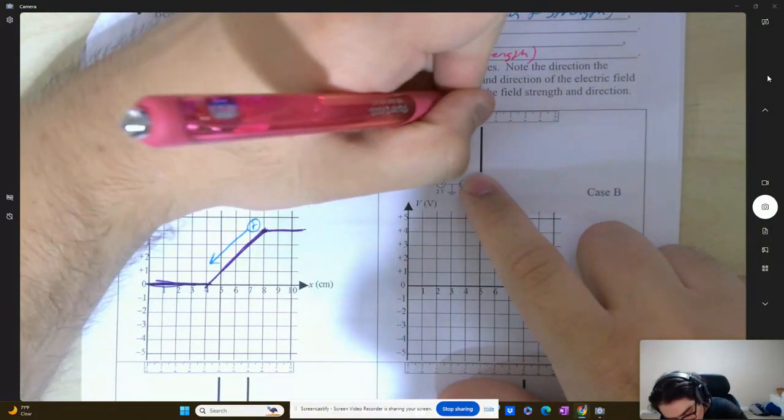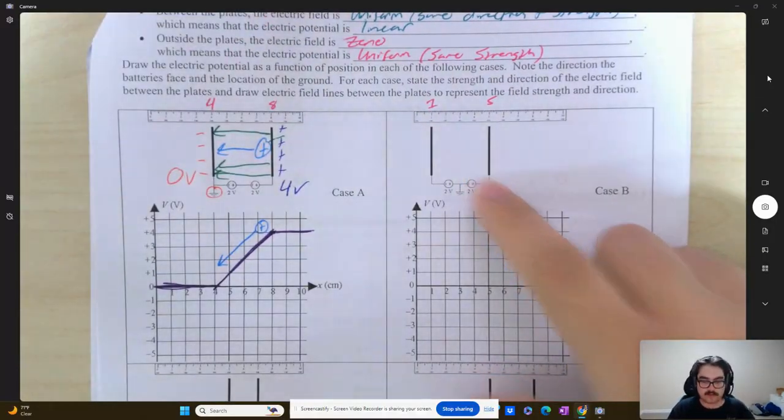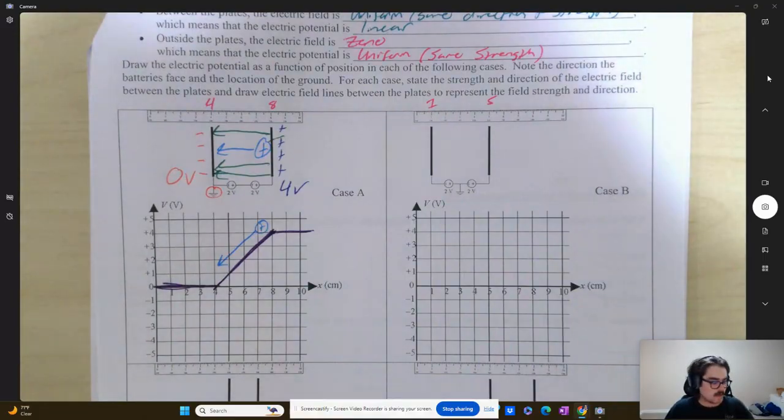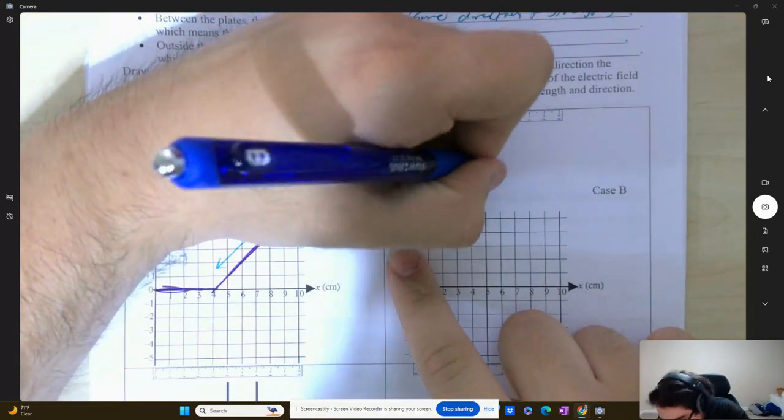Now that you've seen that example, look at the next one. This is 1 and 5. You can barely see that because of the way it printed. I keep hitting my document camera because it's right here in front of me. And you can notice that the right plate is going to be the positive one again.